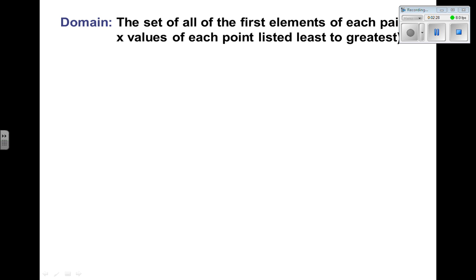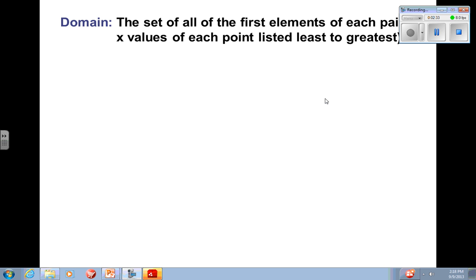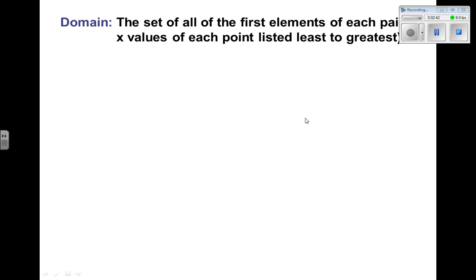The next definition is domain. Put your video on pause, look up the definition of domain. And it is the set of the first elements of each pair, in other words, it's all of the x values of each point listed from least to greatest. So here I just took all of her ages, 10, 12, 14, 16, 18, and I listed them inside braces. So that represents them as a set.